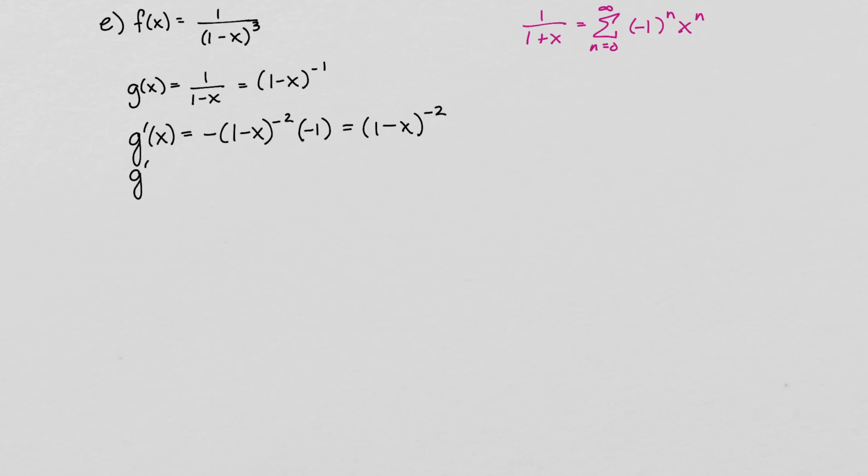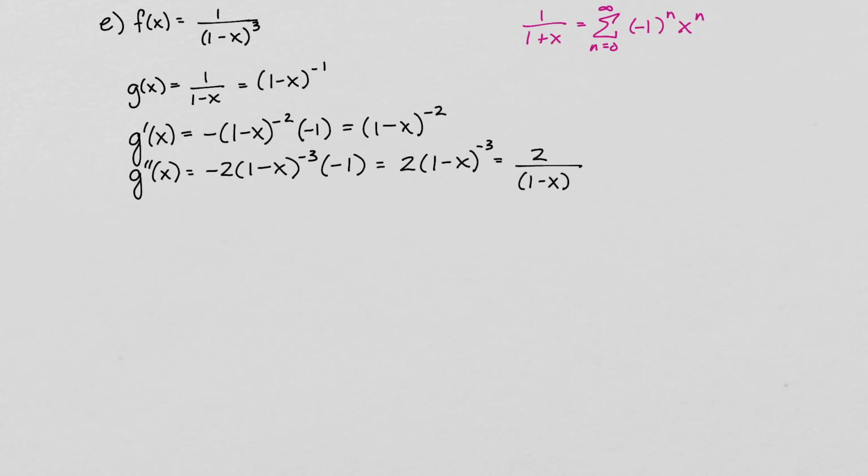So that's kind of nice. It's getting me closer to the power we need. We need a negative 3. So if I took the derivative again, the second derivative, we would have negative 2, 1 minus x to the negative 3 power, times the derivative of the stuff inside. The derivative of the stuff inside is negative 1. So this would give me 2 times 1 minus x to the negative 3, or 2 over 1 minus x cubed.